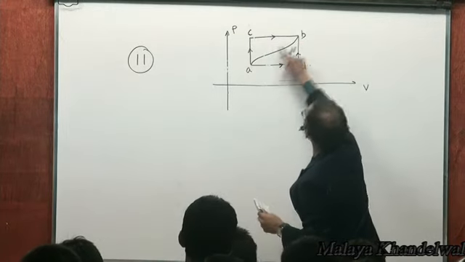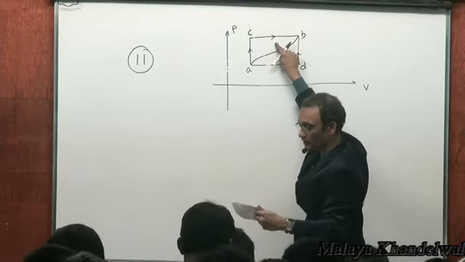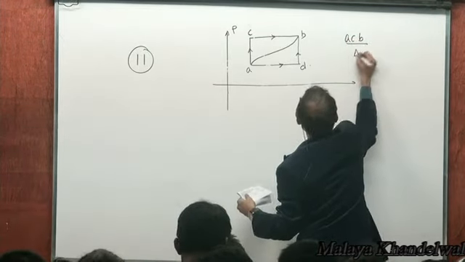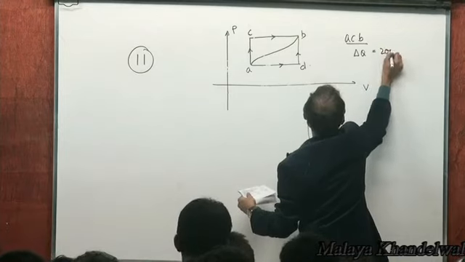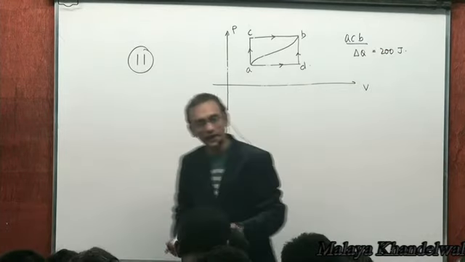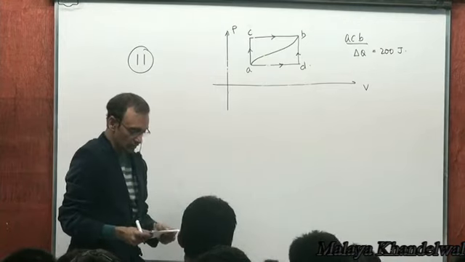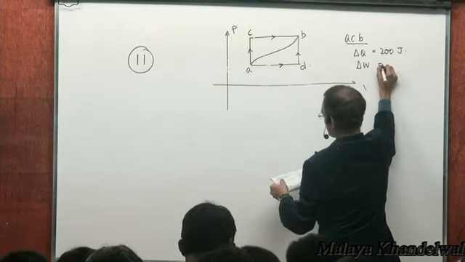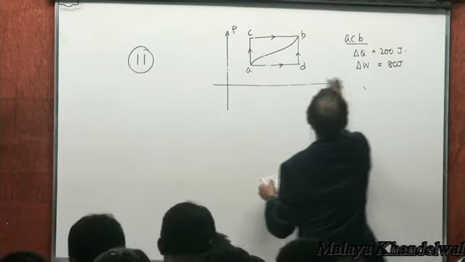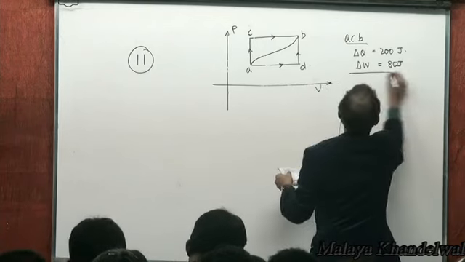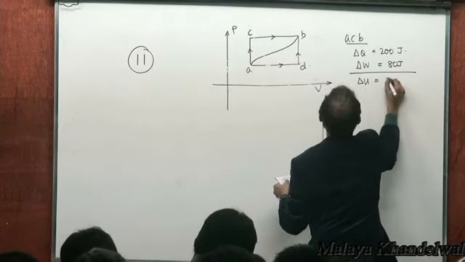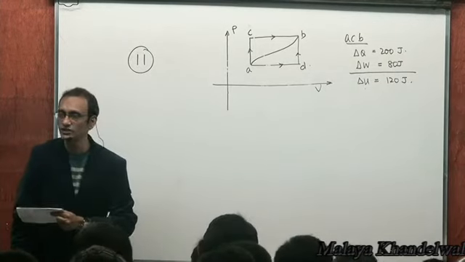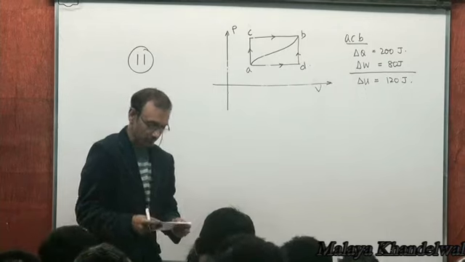A gas is taken from this state to this state along the path ACB, and along ACB it is found that the heat absorbed is 200 joules. That's given, right? And the work done along ACB is given to be 80 joules. Therefore, in ACB, the change in internal energy is 120 joules. Heat supplied minus work done. That's the change in internal energy from A to B.